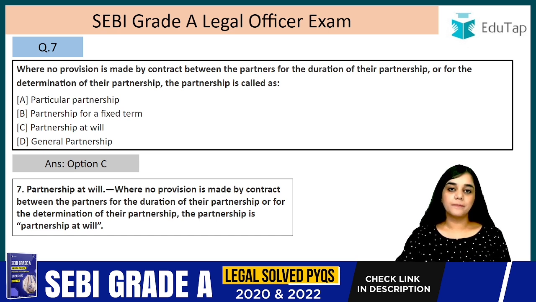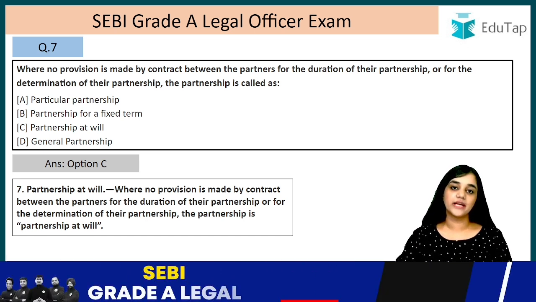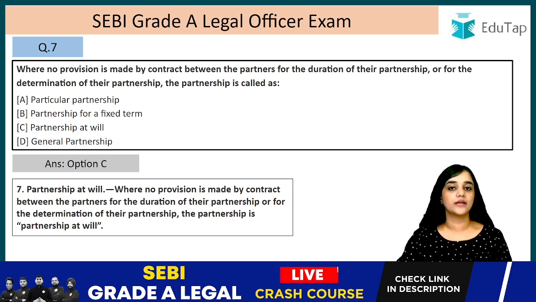And it can also happen that they had an expiry date, that they had a duration time, right, and they are still working beyond that duration time. If they are working, then also it is called what? It will be called partnership at will.